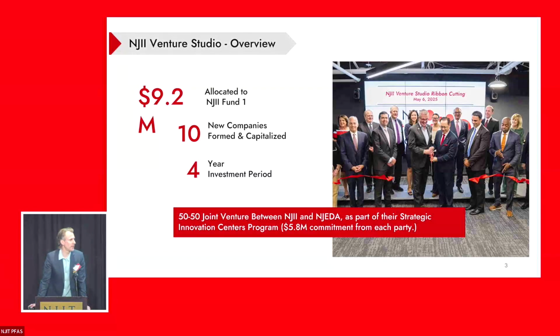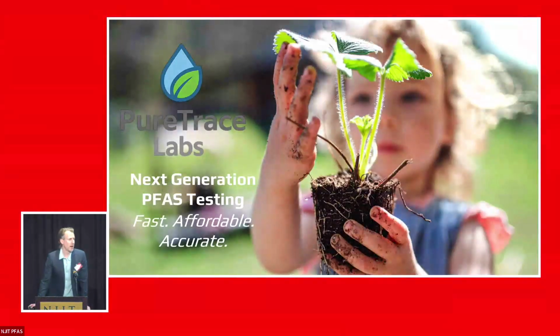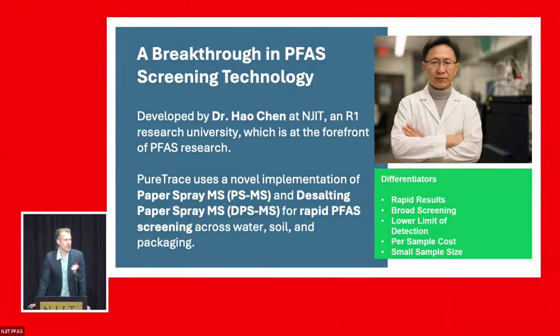It is a $9.2 million investment fund designed to harvest the most impactful IP at NJIT. We build new companies, we in-license that IP, we capitalize those companies up to $1 million, and we build executive teams to grow and scale those companies. Our first investment, incidentally, is Pure Trace Labs. It is a next generation PFAS testing company, built on the technology of Dr. Hao Chen, a researcher and faculty here at NJIT, who has developed a novel implementation of paper spray mass spectrometry.